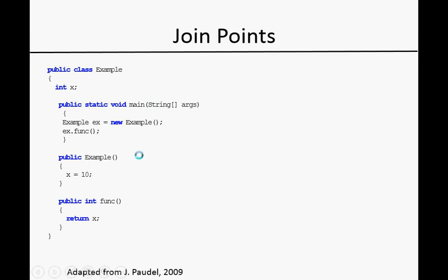Okay, so let's take a look at a program. Here's a program. Here we have static void main, and this calls up an instance of class example and executes a function on it. Now, in the process, it's creating a new instance of example where this constructor is initialized.